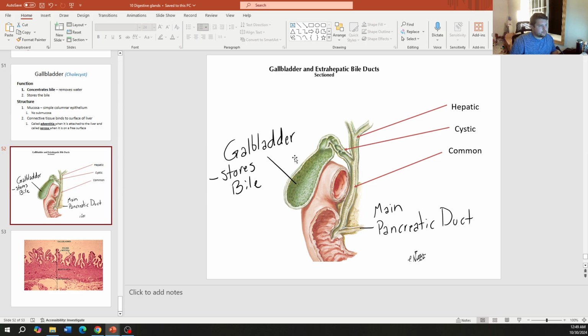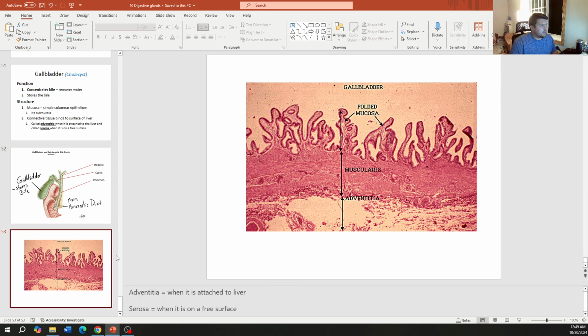There's the gallbladder, the hepatic duct, the cystic duct, and then the common duct. And these actually come together right here. And there's the main pancreatic duct, and these run together to go into where? Into the duodenum of the small intestine. And here, you can see the tissue of it. You have the adventitia, the muscularis, fluid-filled mucosa, and this is the actual gallbladder itself.